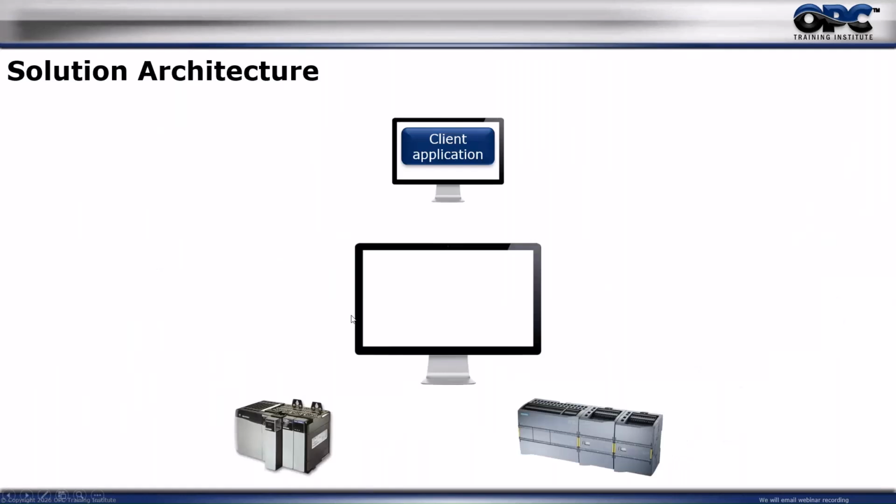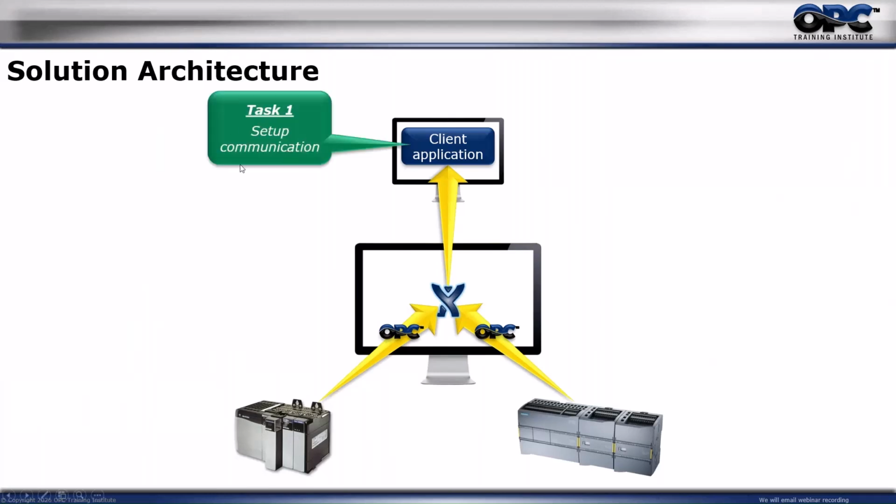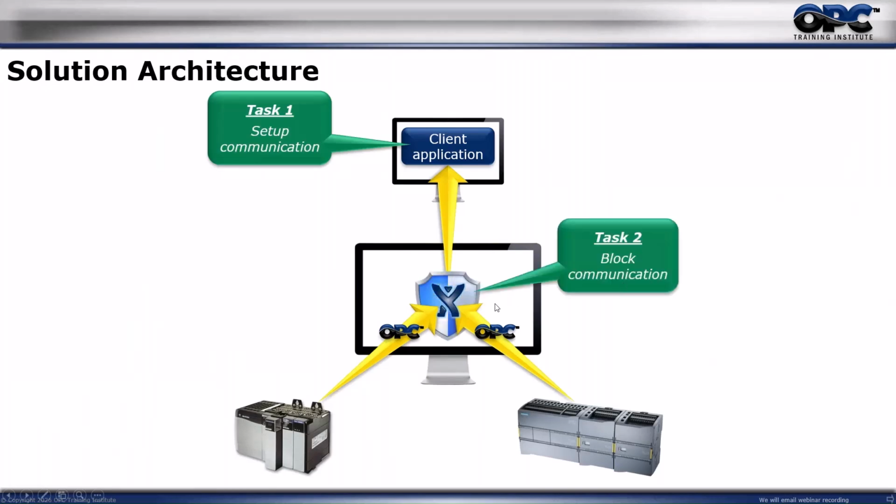So the solution is going to look like this. We have a couple of controllers, and we can bring in the data via OPC and send it to the client application. The very first thing we're going to do is we'll set up the communication so you can get all of the data. And the second thing we will do is we'll block communication so you'll get some, but not all of the data. And we will even do it based on the specific user who is connecting.